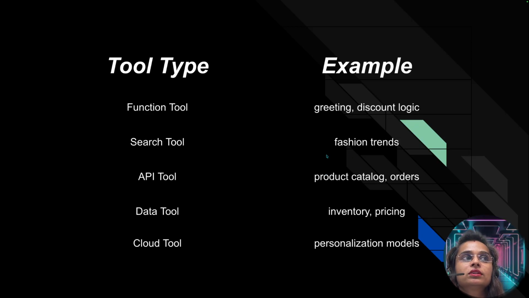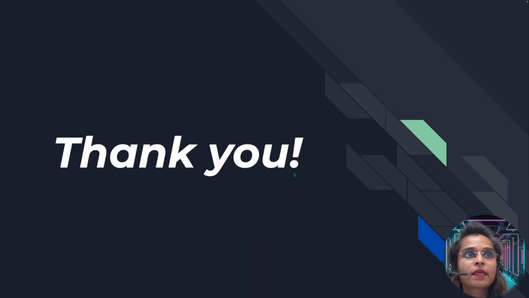Okay, so these are the tools: function tools, search tools, API tools, data tools, and cloud tools. These five types of tools are available in ADK, by using which we can create and design our customized AI agent. And yeah, we can utilize this kind of framework in a very efficient manner. Okay, so let's get on to the hands-on part of this.